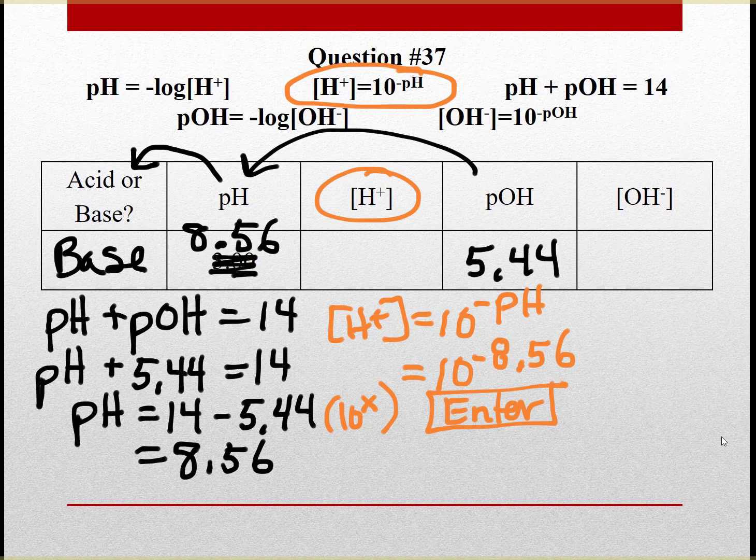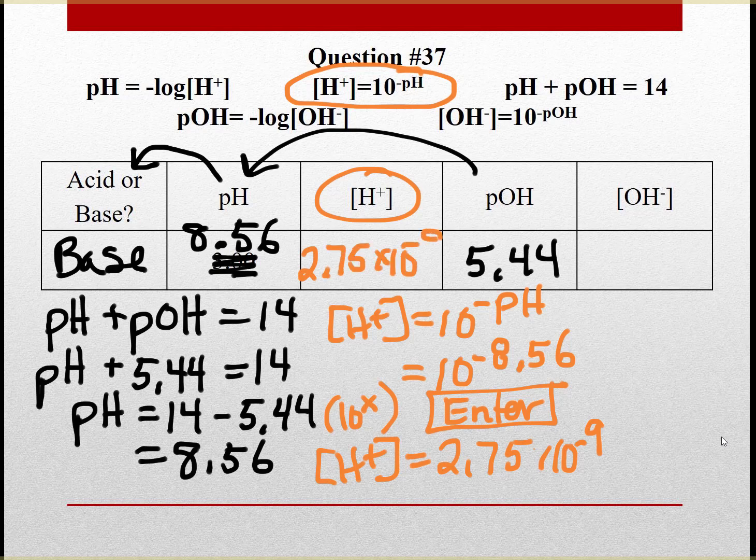So I am going to just press that, and I get as my hydrogen concentration 2.75 times 10 to the minus 9. So that's my answer. So again, these we can't do in our head, but the steps are all the same. All right, we have one more.